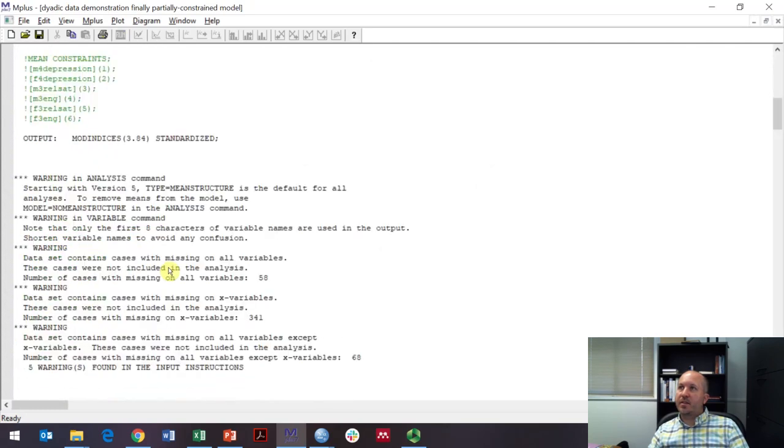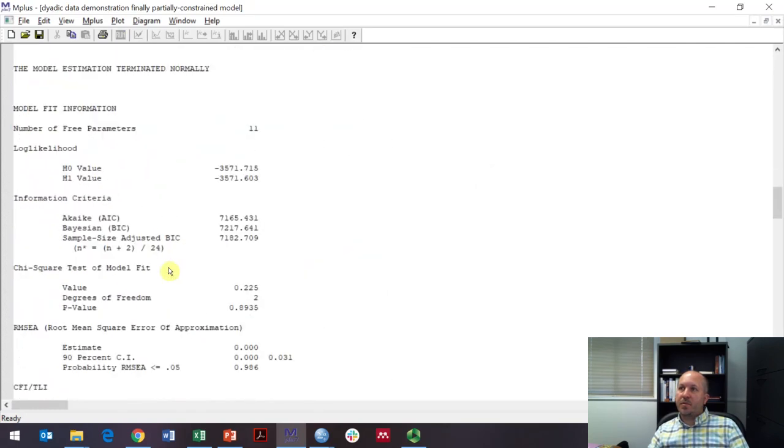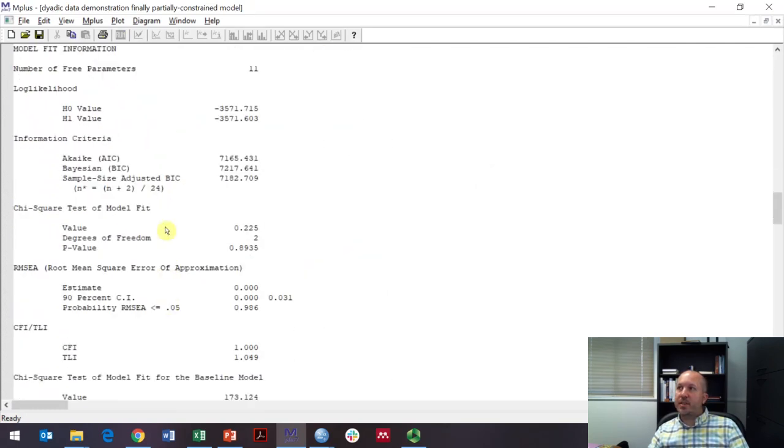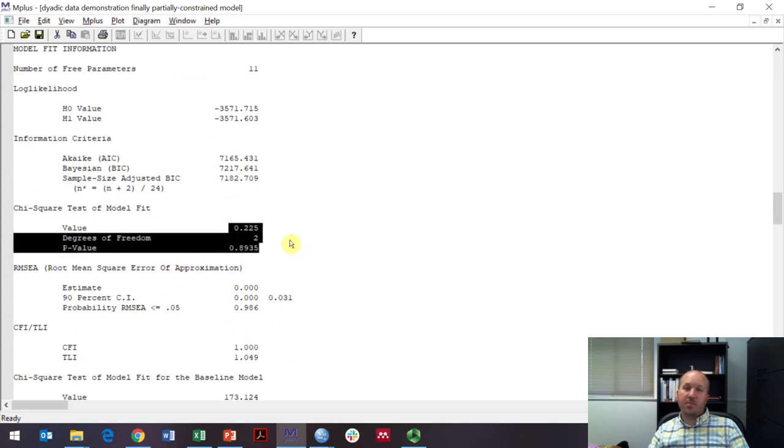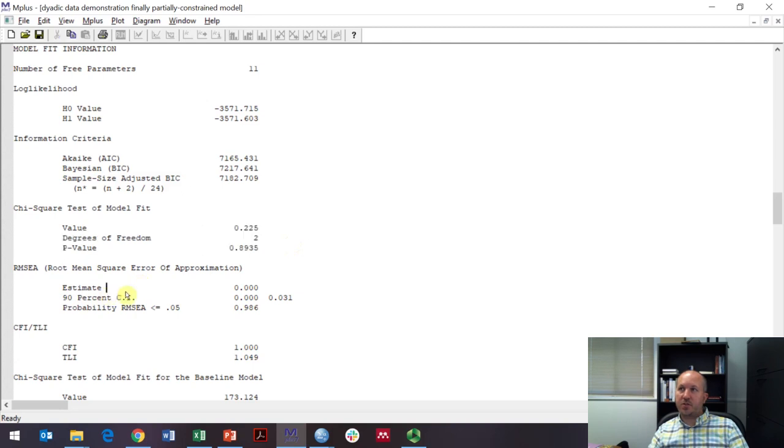I can look at my final model fit, and you can see my chi-squared is not significant. If you remember with model fit, you don't want it to be significant. That's good. So my chi-squared looks great.